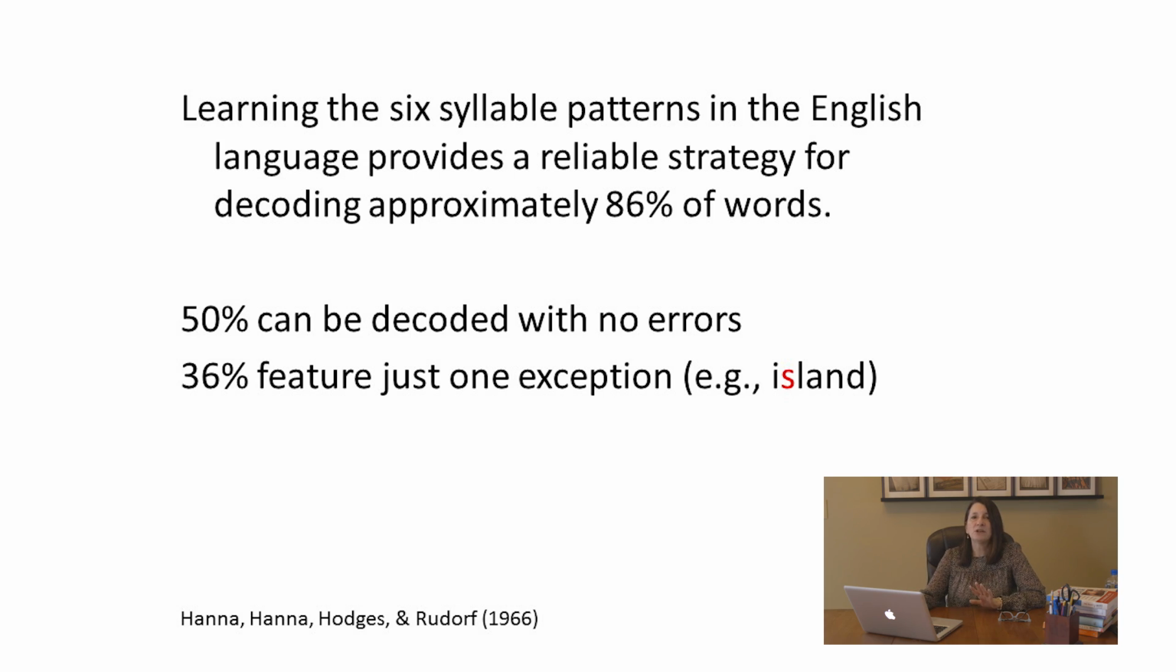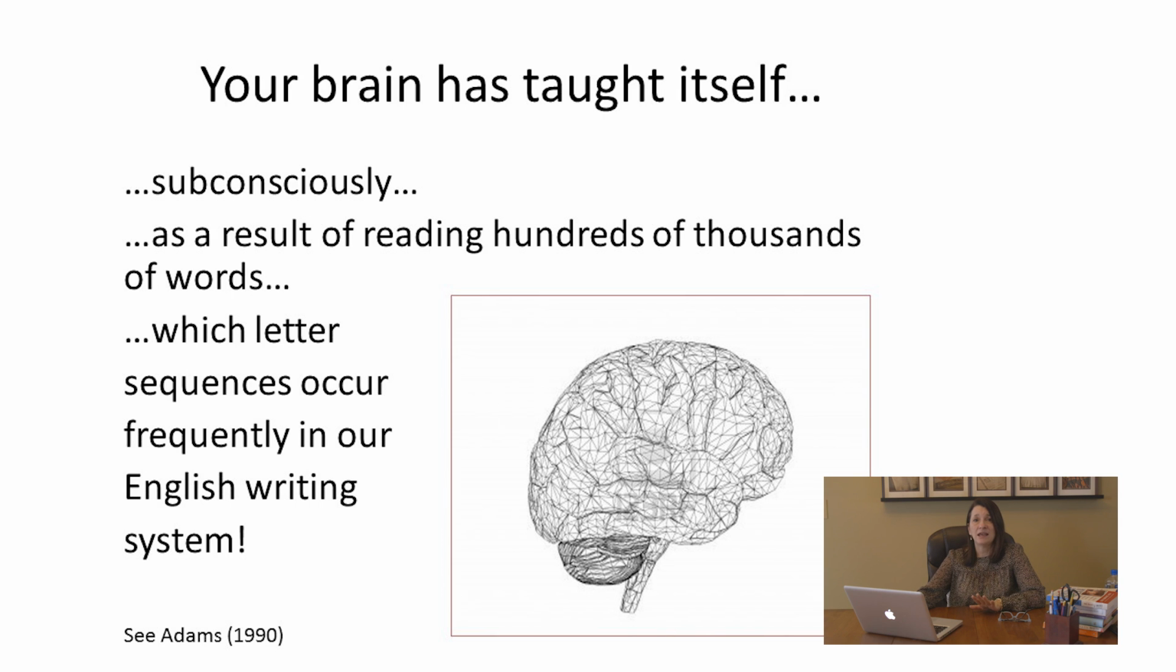Okay, so contrary to popular belief, English does have a pretty predictable rule-based spelling system. It was invented that way. The spelling patterns and other letter sound correspondence rules do have some regularity. All right, so let's go here first. Your brain has taught itself subconsciously, as a result of reading hundreds of thousands of words, which letter sequences occur frequently in our English spelling system.